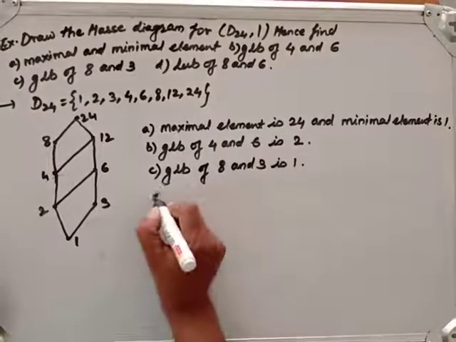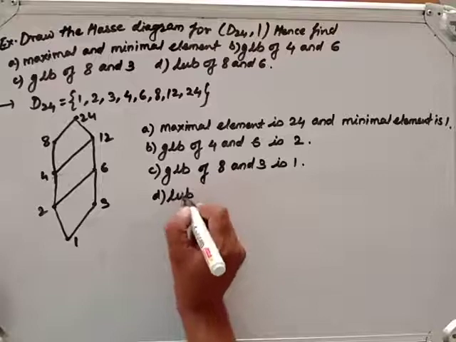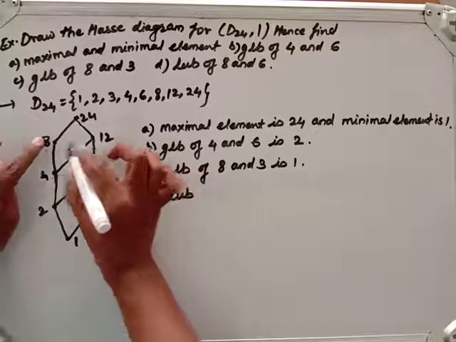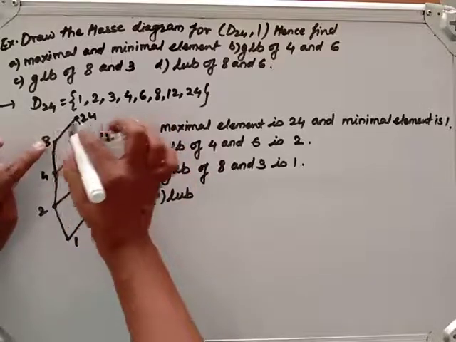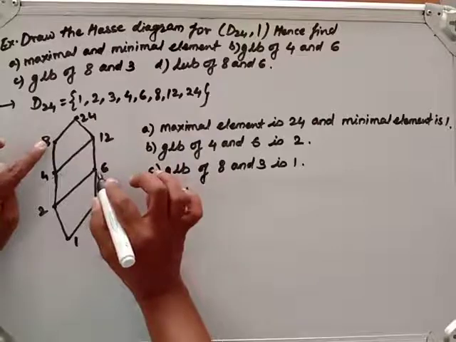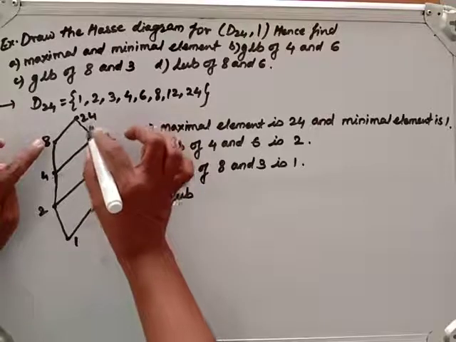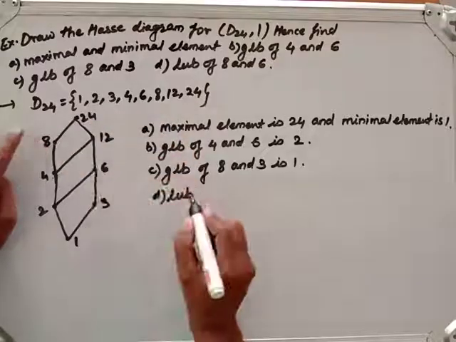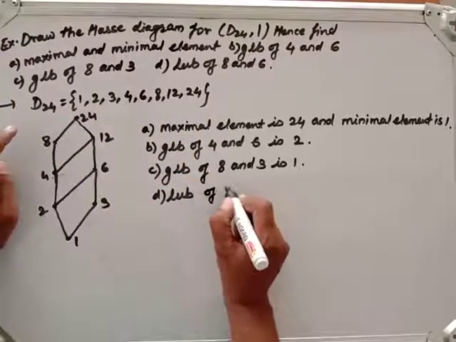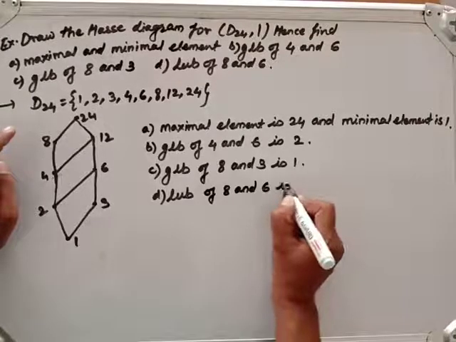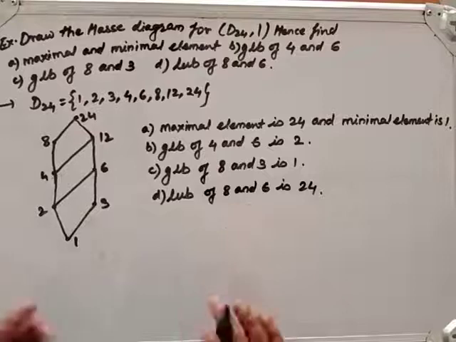Okay. And the next one, the least upper bound of 8 and 6. What are the upper bounds of 8 and 6? Upper bounds of 8 are 24, and of 6 they are 12 and 24. So the common upper bound of them is 24. So the least upper bound of 8 and 6 is 24. This is the answer here.